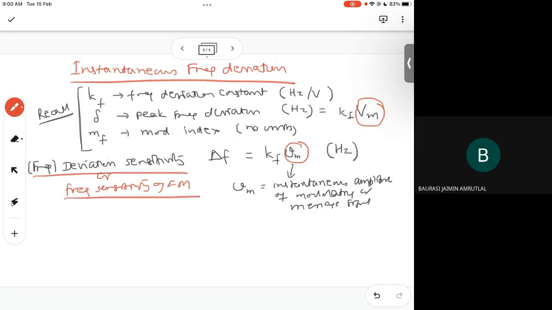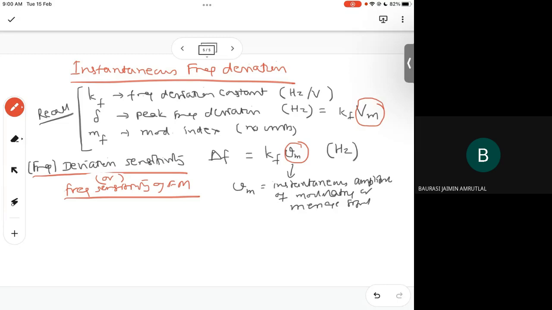These are the two parameters. One and the same thing, what we normally know as deviation sensitivity, but it is also the frequency deviation sensitivity. Delta F with the capital delta rather than the small delta. The small delta is directly proportional to the maximum amplitude of the message signal, and the capital delta F, which is my deviation, is proportional to the small Vm, that is the instantaneous value.